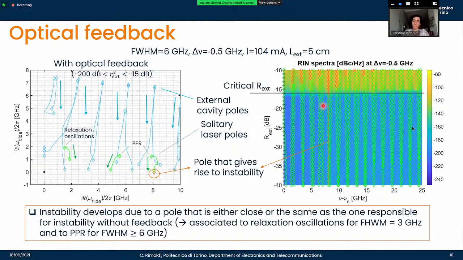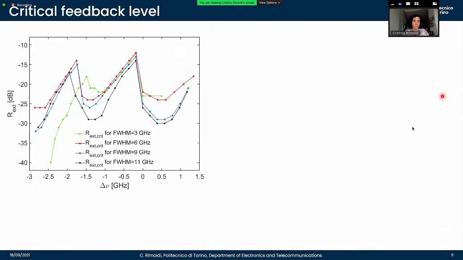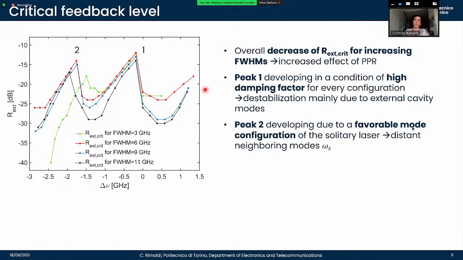Now, if we want to focus on the critical feedback level right here and see its behavior as a function of delta nu for the different FWHMs, which are represented in different colors, we can obtain this plot. And here, a few considerations. Overall, as a general trend, we can observe a decrease of the critical feedback level for increasing FWHMs, which makes sense because we have an increased effect of photon-photon resonance.